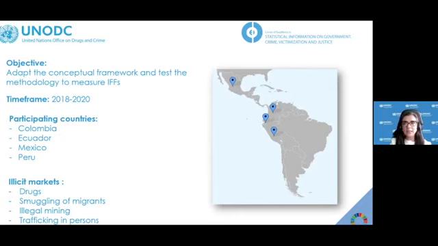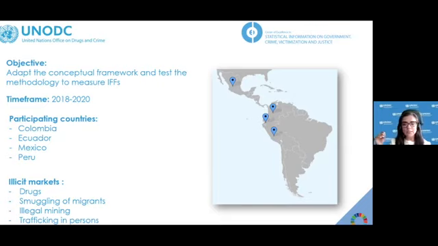We really tried to be creative in order to identify possible data sources that would allow us to produce these measurements and that have never been used for this purpose before. The first step was to, through the measurement of the illicit financial flows, try to understand the size of the market and mainly take a look at the size of the market from the income perspective.